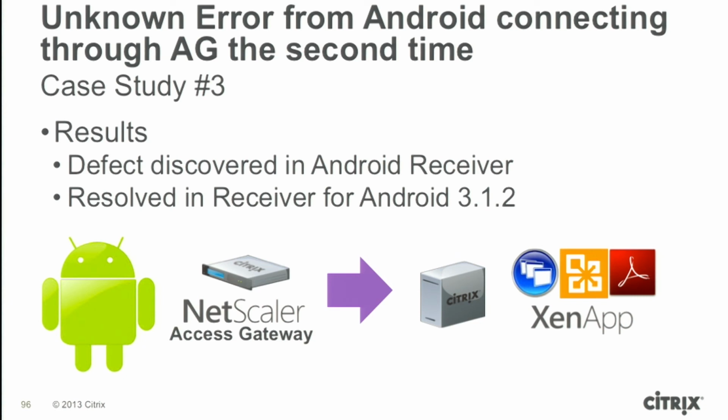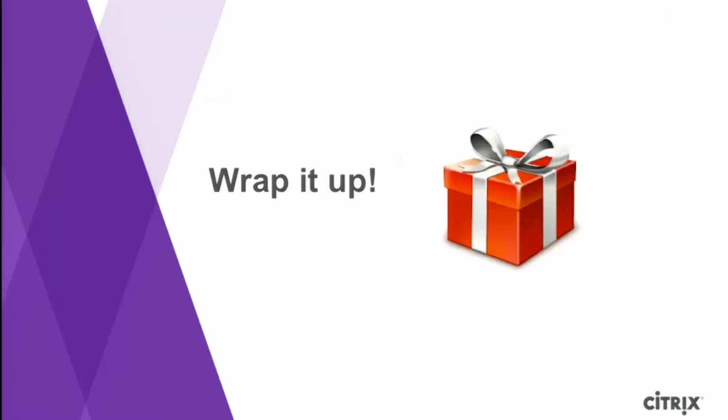With this data as well, we were able to discover a defect in the handling of the authentication in the receiver for Android. Now, this particular issue was fixed in the receiver 3.1.2, and the user no longer experienced the issue. So now let's wrap it up here.